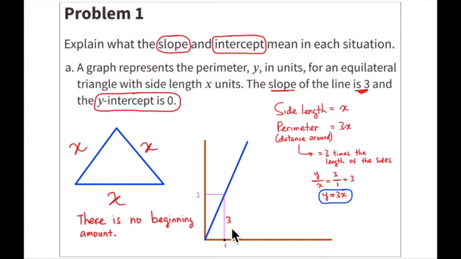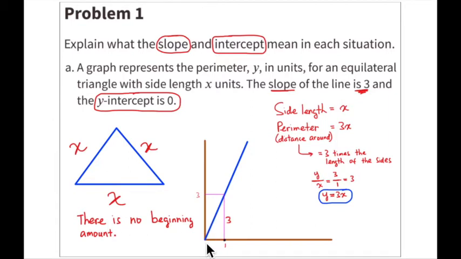So if I used unit lengths, so 1 unit, 2 units, 3 units, the length around is going to be 3 times 1 unit, or 3 units. For a side length of 2 units, it's going to be another 3 units, or a total of 6 units. For 3 units, it's going to be 3 times 3, or 9 units. So for every unit length, the perimeter, the distance all the way around that triangle, increases by 3 units because there are 3 equal sides. So it's times 3.